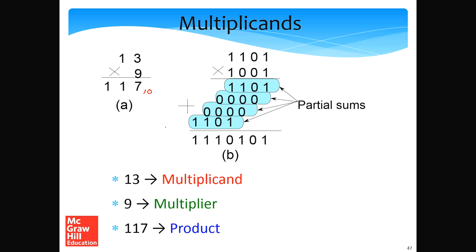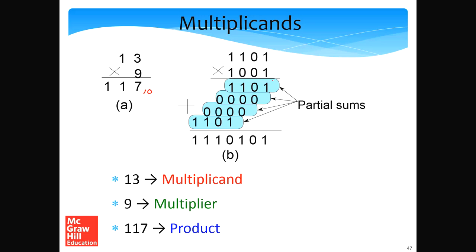So let's now try to multiply 13 times 9 in binary. Let's consider them unsigned binary numbers. So 13 is 1101, 8 plus 4 is 12, plus 1 is 13, and 9 is 1001. So the way we perform multiplication in binary, we shall see, is exactly the same as the way we do multiplication in decimal. There's no reason why it should be different.